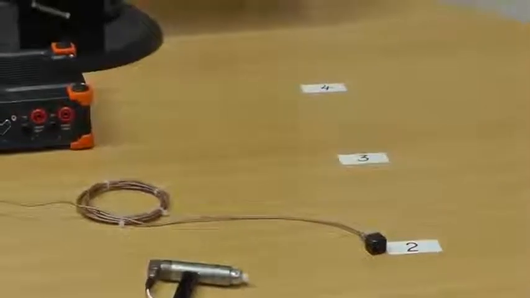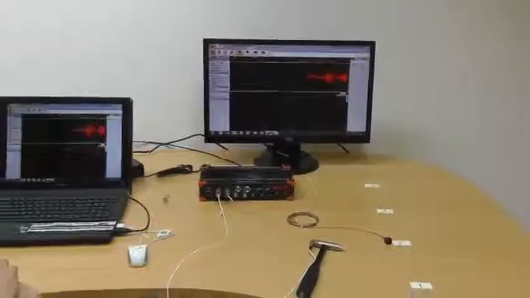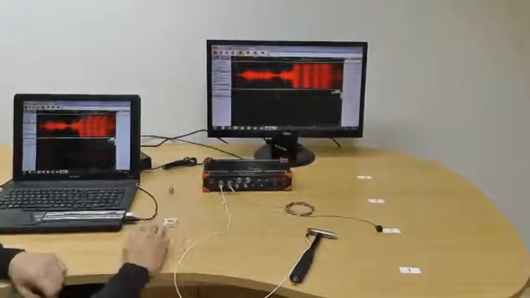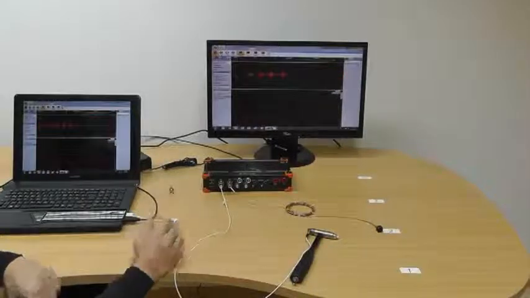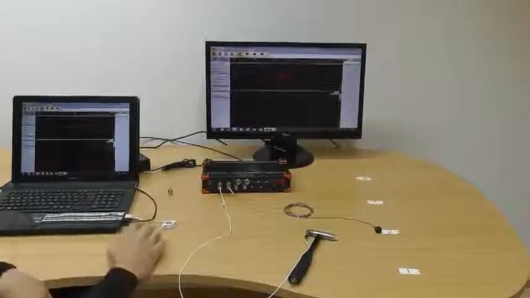I store the data now. So I record my voice now. If I make a real hit, of course you see this is a huge signal, but I still can record my small voice behind it.